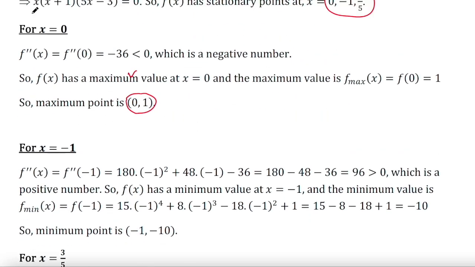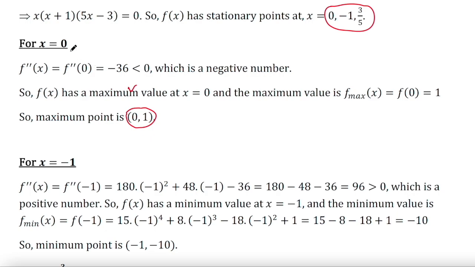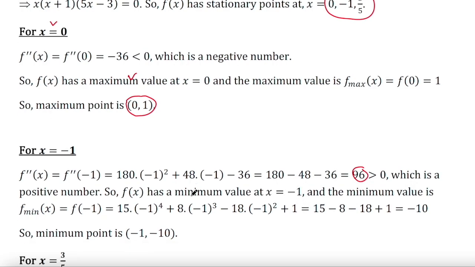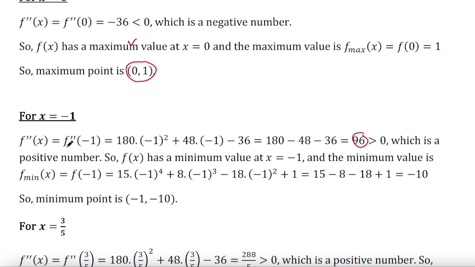You need this function always to calculate the y coordinate. So we understand that there is a maximum point at x equal to 0. Now check at x equal to -1. At x equal to -1, second derivative is positive. So there is a minimum point at x equal to -1. And the y coordinate, if you put -1 in the given function, you will get the y coordinate of the minimum point, which is (-1, -10).